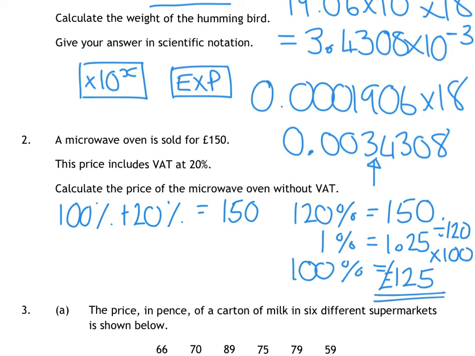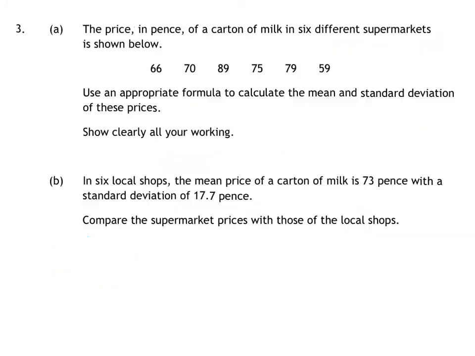Now we can easily check this. 20% of 125 is simply dividing that by 5, which is £25. If you add 25 onto that, it gives you the £150 I gave you. So I always think the nice thing with reverse percentages is you can check them. So either way, your answer was 125 there.